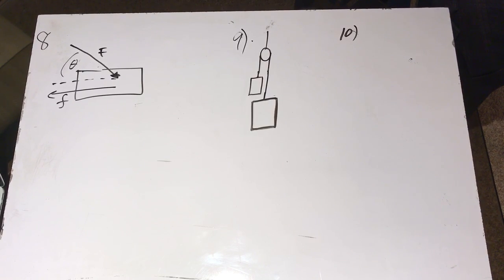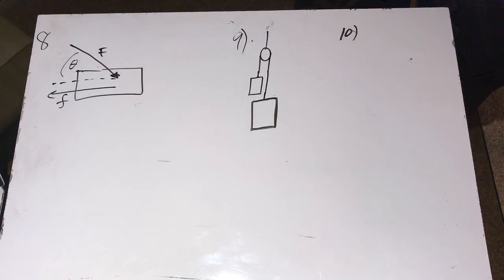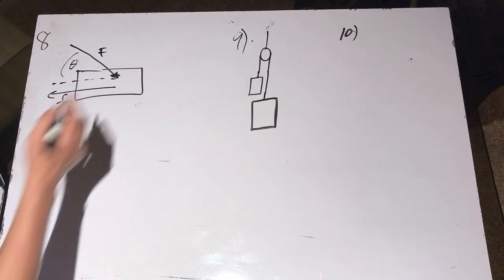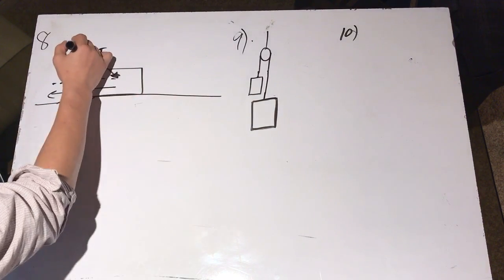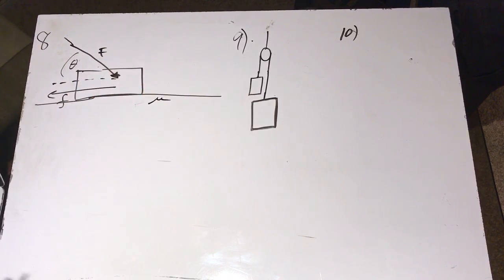So this is part 2, question number 8. Question number 8 by far is the most tricky one because they only give you certain variables, which is only a force being exerted down at an angle on the box, with friction. And you're looking for mu. You don't know what mu is, so you're going to have to understand what's going on.